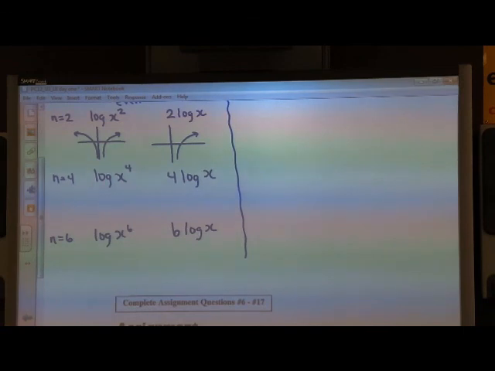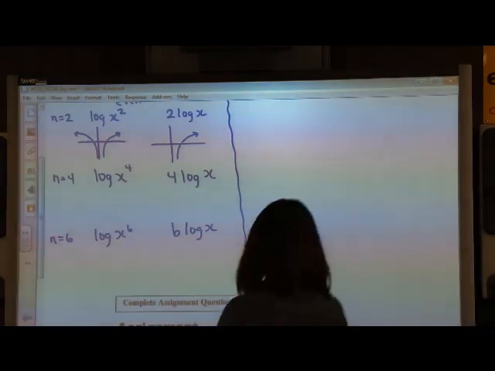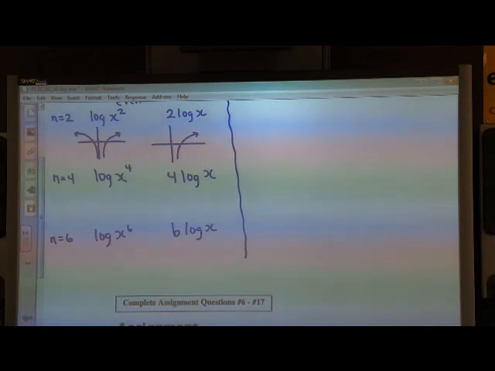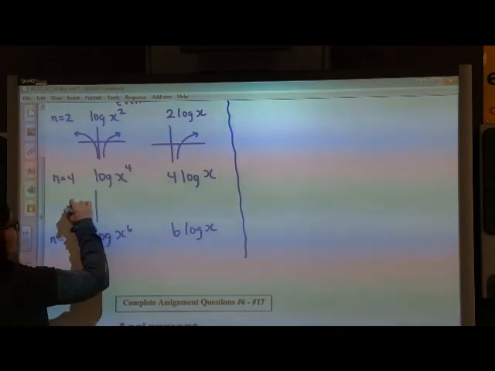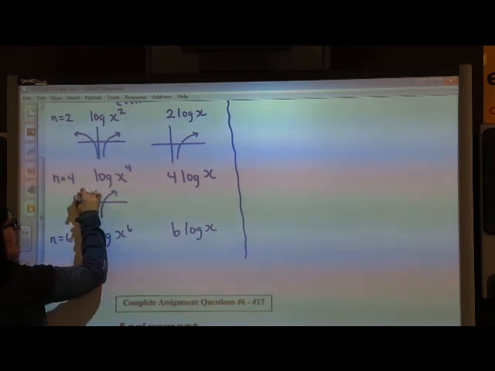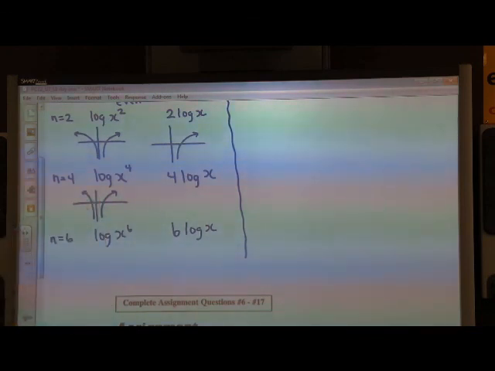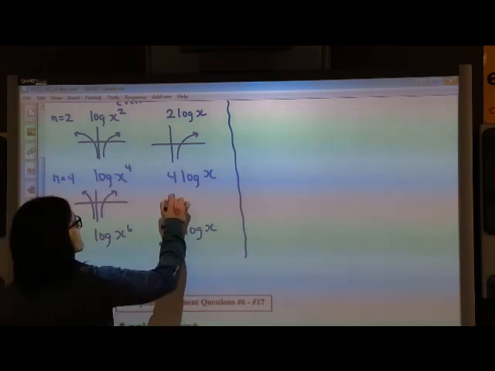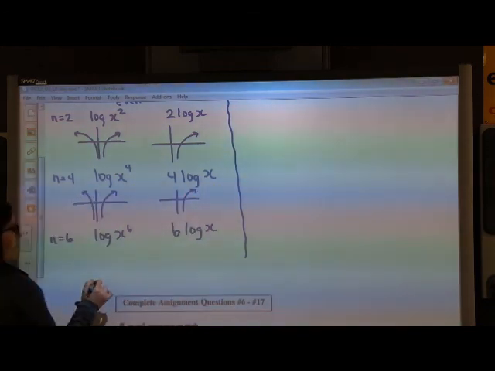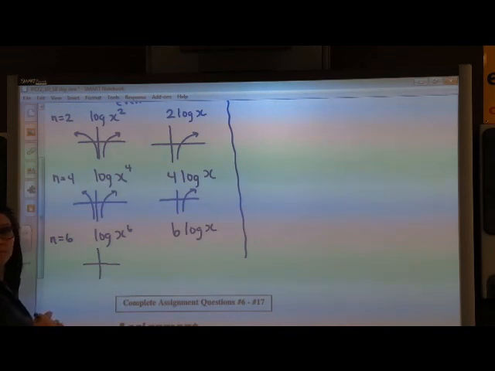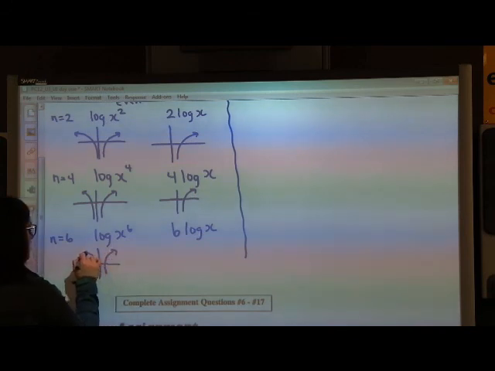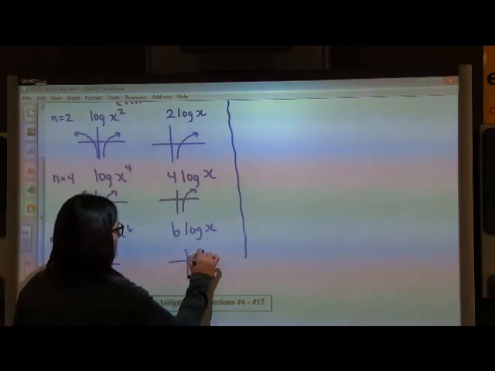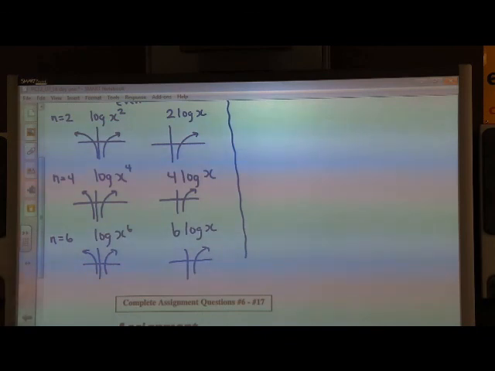Okay, so what does the graph of log x to the power of 4 look like? It's the same as log x to the power 2. I have 2 branches on either side. And what about 4 log x? It's just the right branch. And then log x to the power of 6? Both sides. And then 6 log x has the one side. So when the value of n is even, are the graphs identical? Okay, let's check when they're odd.